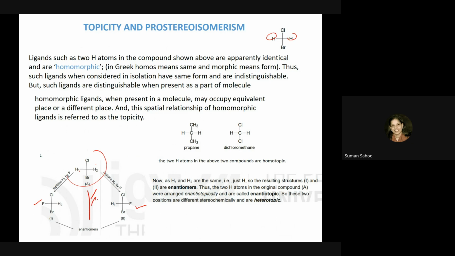If you see, these two are mirror images of each other, and this generates a chiral center here. So now these two hydrogens are actually not homomorphic, they are enantiotopic, because by replacing them they give us enantiomers. As they give two different stereoisomers, these are heterotopic, no more homotopic. For example, here in the case of propane, these two hydrogens are homotopic, because if I replace hydrogen with any other group, I think I have it in the next slide.